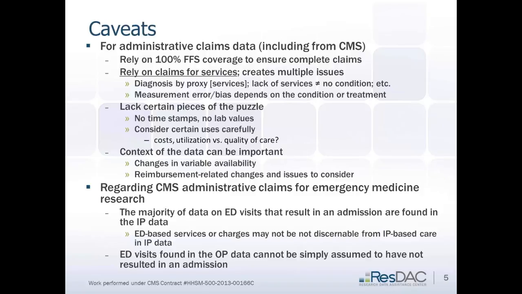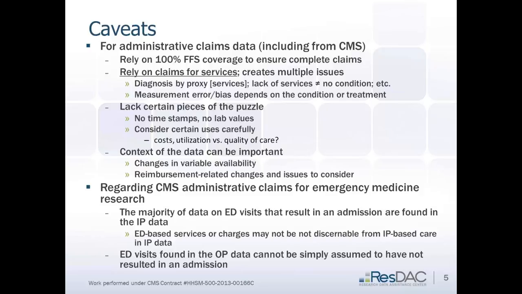Moreover, this measurement error and potential bias depends on the condition or treatment you're talking about. For example, obesity would be likely undercounted and untrustworthy in claims data, but the presence of very high BMI is required for Medicare coverage of bariatric surgeries, creating an impetus to code for it, making it near universal in those receiving such procedures.